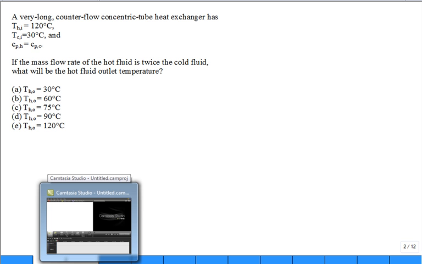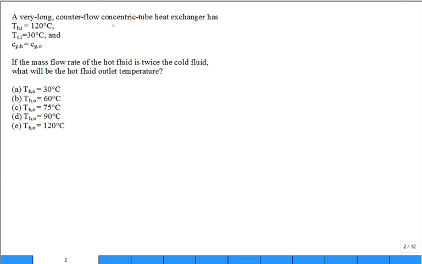Here's a problem. You may want to get out a piece of paper, make a sketch on this, make some notes or something. But we have a very long counterflow concentric tube heat exchanger. So all those words matter. It's very long. It's counterflow. It's concentric tube. It's heat exchanger.